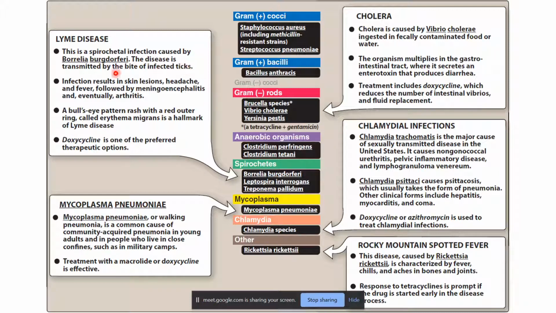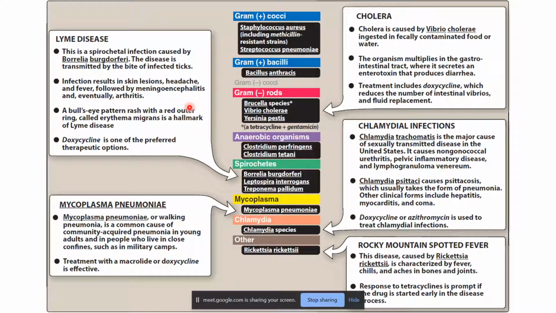And it is transmitted by the bite of infected ticks. That is why when you go to the woods, make sure after you come out of the woods, check your entire skin. So when you return home, take your clothes off completely and check that you don't have any ticks on your skin that will suck your blood, because they can transfer the disease.